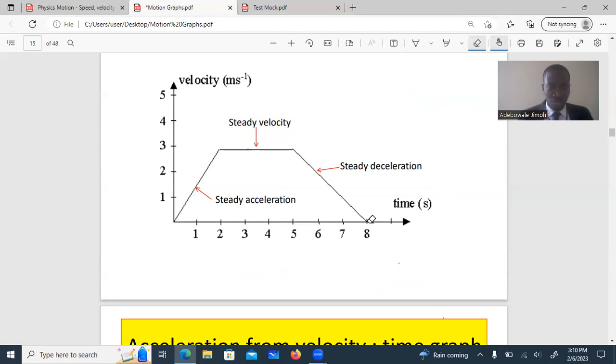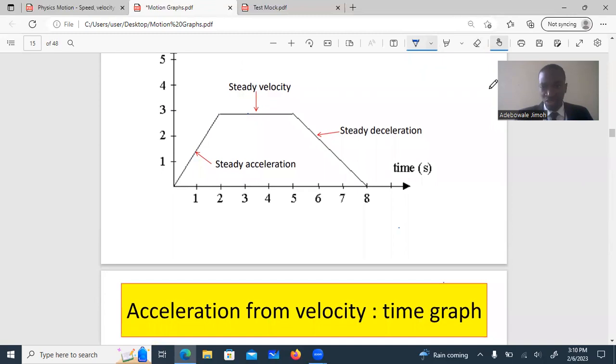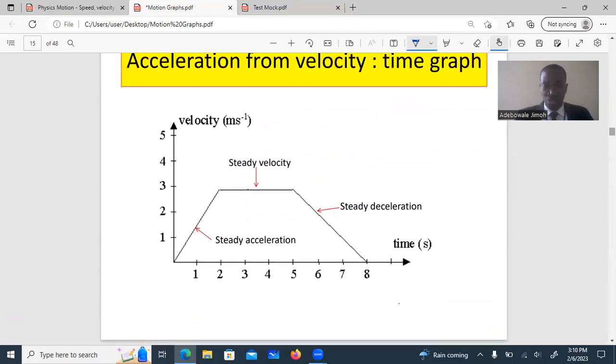Take note that this class is for IGCSE, so we can consider speed and velocity to be synonymous, meaning they mean the same thing. The only difference is that velocity is speed in a specified direction, but we're not interested in the direction here. Take note that speed or velocity is total distance divided by time.